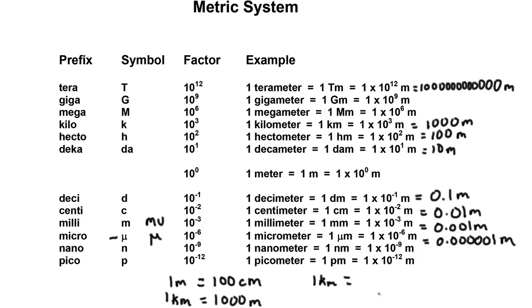So 5 powers of 10. That gives us 1 times 10 to the 5th. So 1, 2, 3, 4, 5. 1 times 10 to the 5th centimeters. So it's a real easy way to convert.